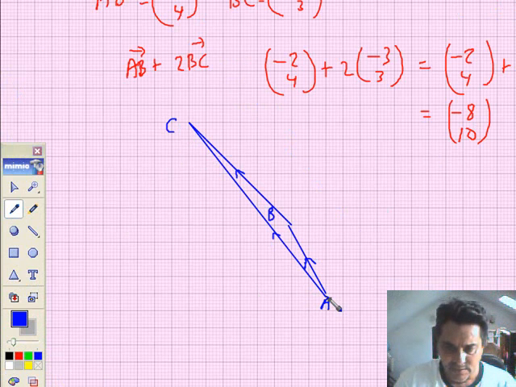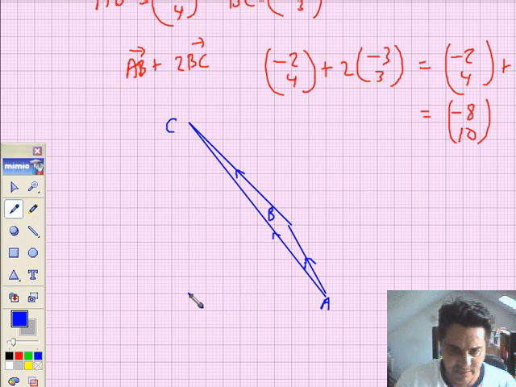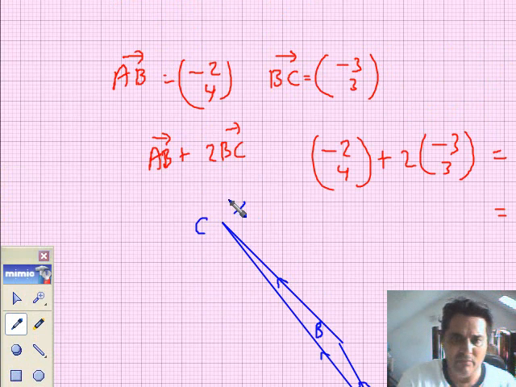Let's count. Starting from A then. 1, 2, 3, 4, 5, 6, 7, 8. Yep. 1, 2, 3, 4, 5, 6, 7, 8, 9, 10. Yep, I'm really happy with that.